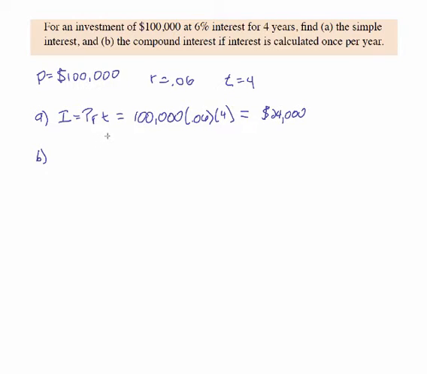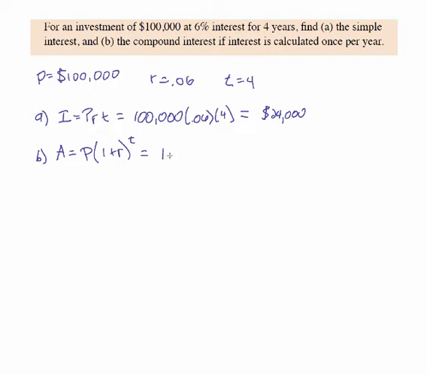If instead I have a compound interest calculated once per year, well, now we don't have an explicit interest formula for compound interest. What we do have is a formula that tells us the future value, and we can then subtract the principal to find how much interest was earned. So that formula is A equals P times (1 plus R) to the T, and this is our formula when compound interest is calculated once per year.